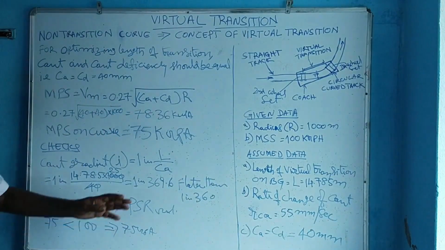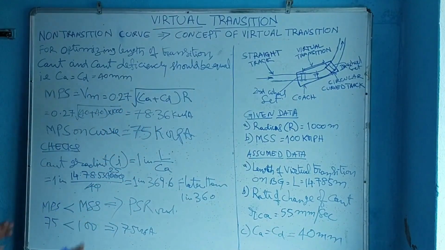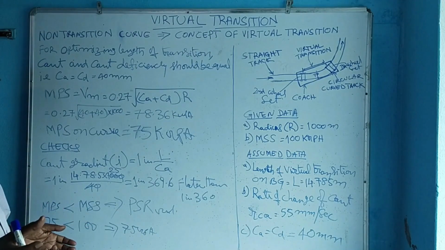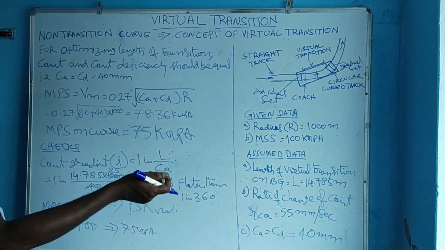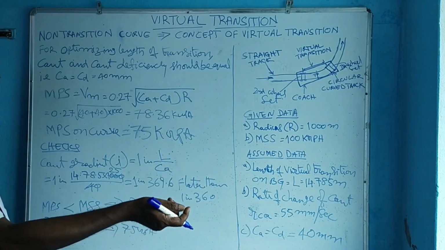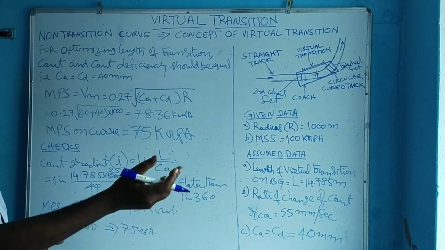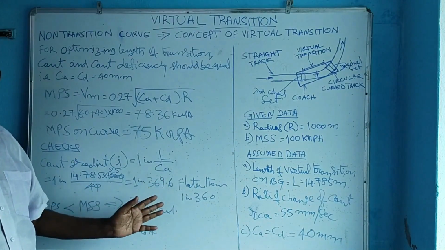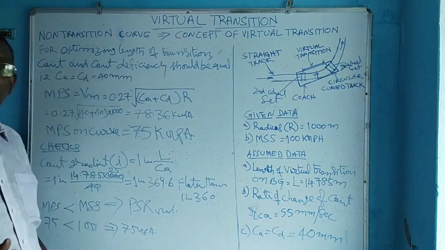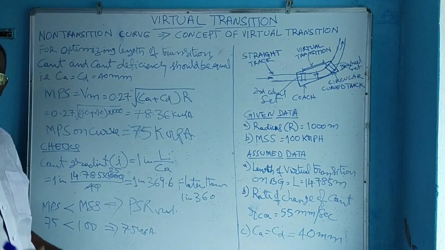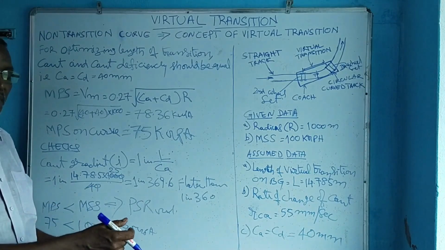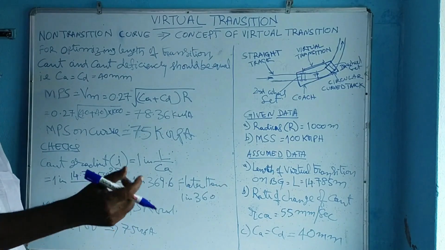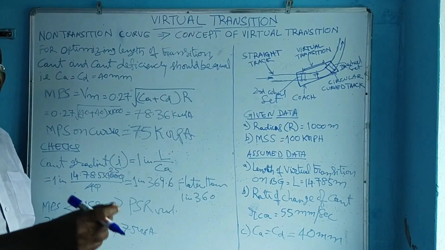So these are all theoretical calculations, and this is one aspect. The other aspect is practical. Dear friends, these are theoretical calculations, but what is practical? At site, the trackman, the practical PV engineer, will measure the curve versine on a 20 meter chord with a 10 meter interval by overlapping.